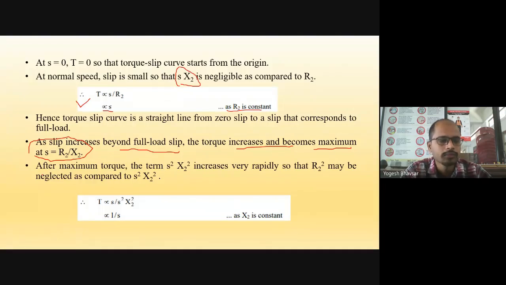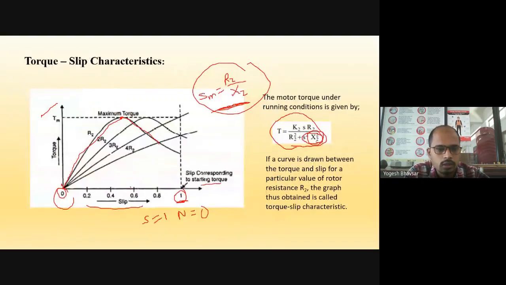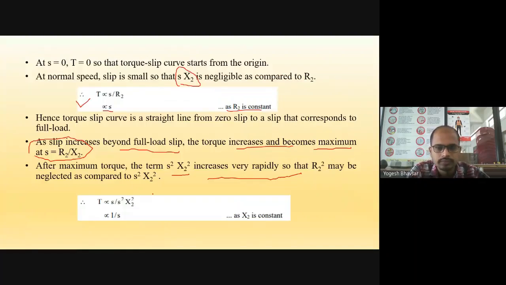But if you see, after the maximum torque, the term S squared X2 squared increases very rapidly, because the slip is increasing. Up to this point, the slip is around 0.5, but above that point the slip is increasing rapidly. So this term we cannot neglect. After the maximum torque occurs, we cannot neglect this numerator term, S squared X2 squared, so we have to take it into account.